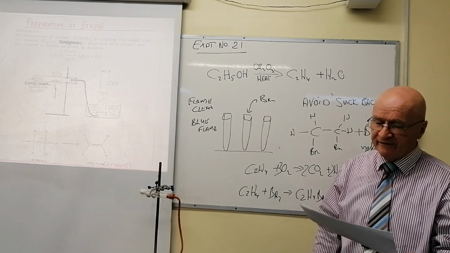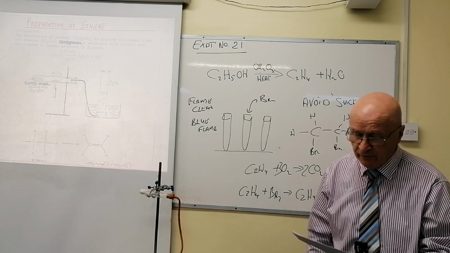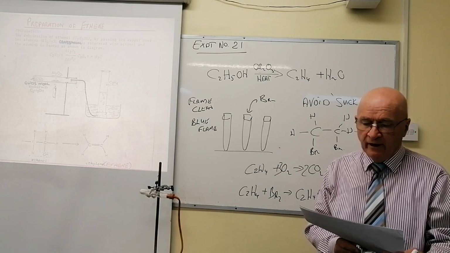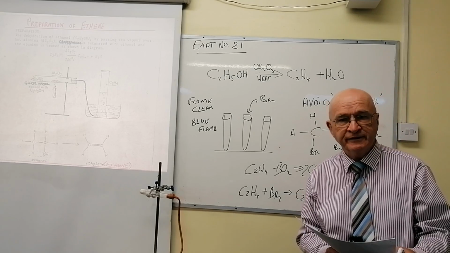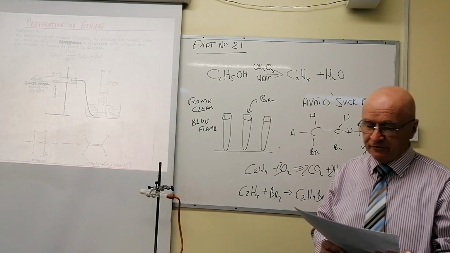Mix with bromine solution, and you'll be writing in there in the table, I'll repeat them in the next video for you. The yellow goes to colourless, proving the gas is unsaturated.